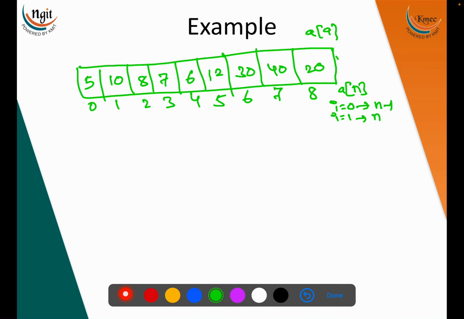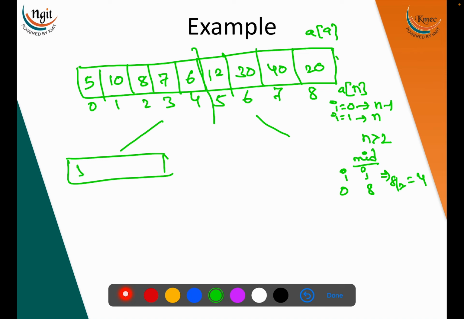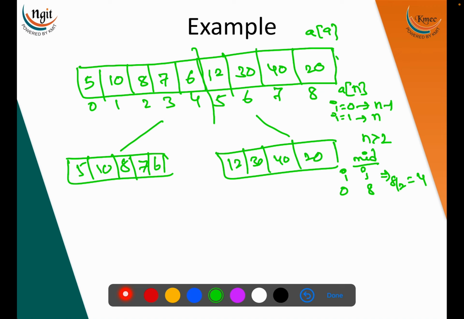Now we have n value greater than 2, so the third case is going to be performed here. When n is greater than 2, you find the middle element. What is i and what is j? i is 0, j is 8. So (i plus j) by 2 means 8 by 2, which is 4. Up to 4 we will divide. So this is one list: 5, 10, 8, 7, 6. Then mid plus 1 onwards is the other list: 12, 30, 40, 20.